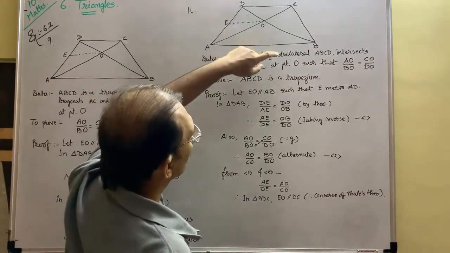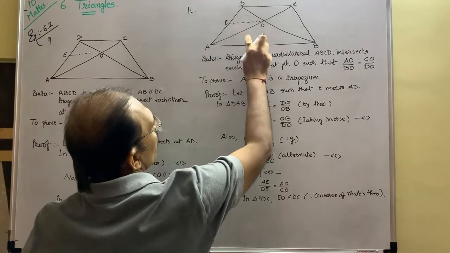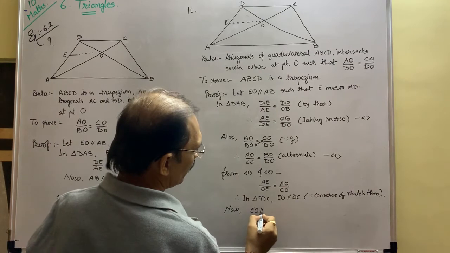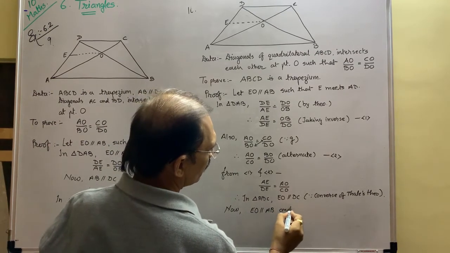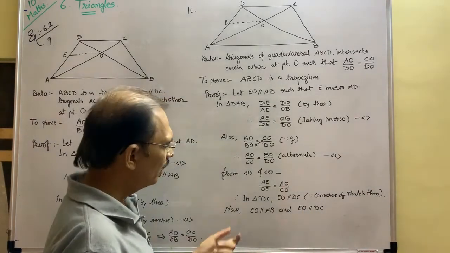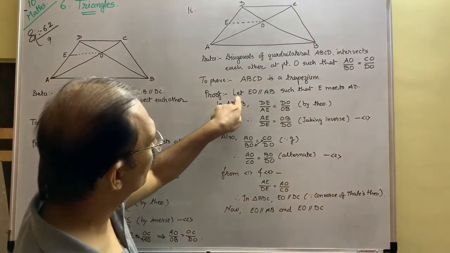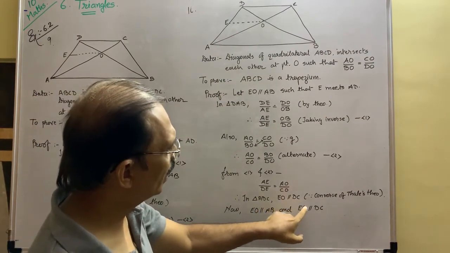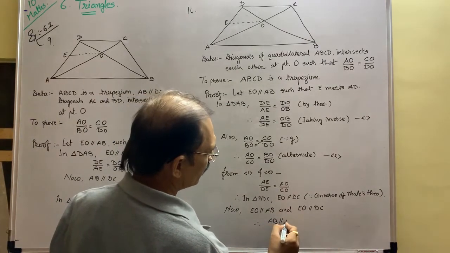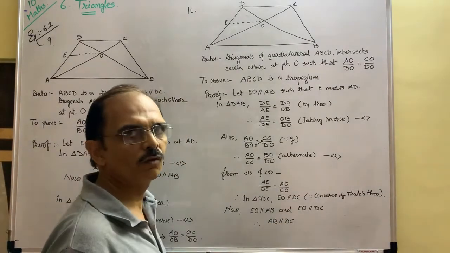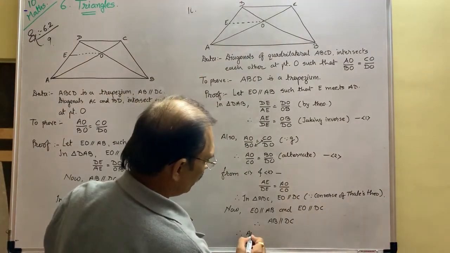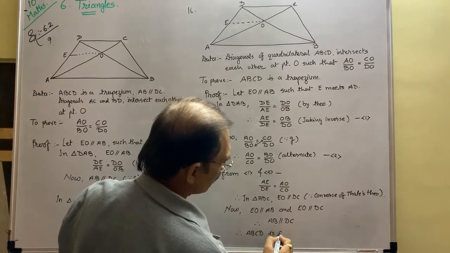Okay, now see, we took EO parallel to AB. EO is parallel to AB, that we supposed, and we proved that EO is parallel to DC. So from these two you can derive that AB is parallel to DC. One pair of opposite sides in the quadrilateral is parallel, AB parallel to DC. Therefore, ABCD is a trapezium.